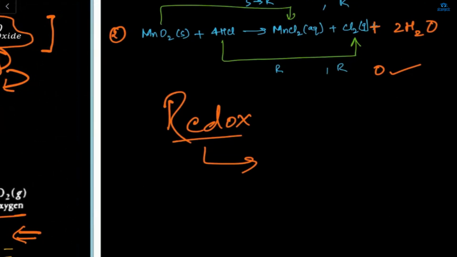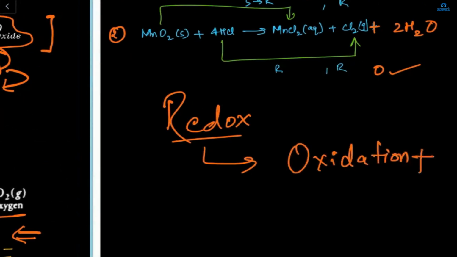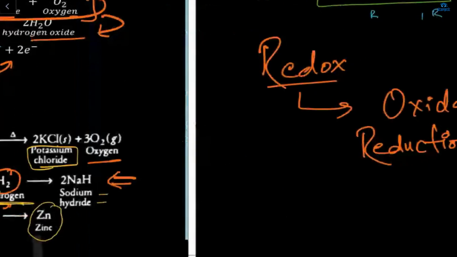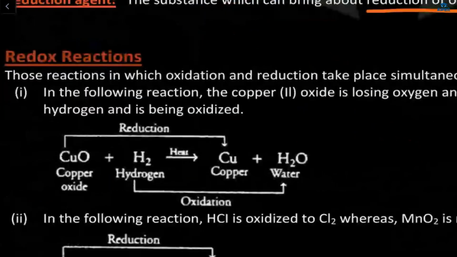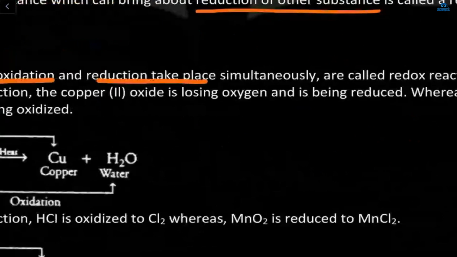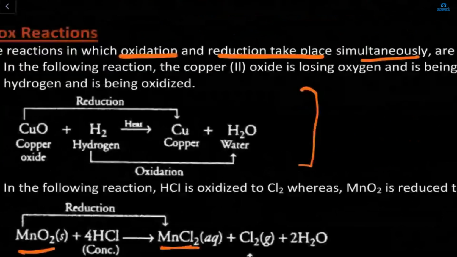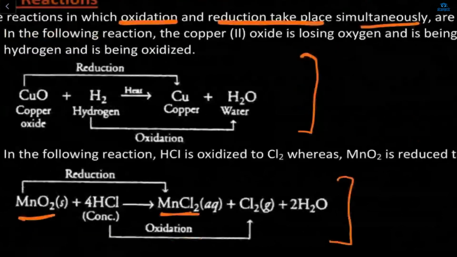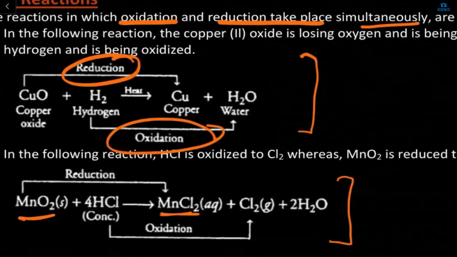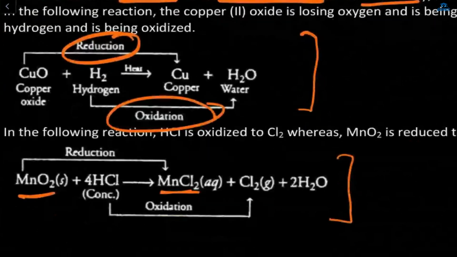A redox reaction is a combination of both oxidation as well as reduction. Oxidation plus reduction. Okay? So those reactions in which oxidation and reduction take place simultaneously are known as redox reactions. Now, for example, in this first one, this is also a redox reaction and this is also a redox reaction. Why? Because here both reduction and oxidation are happening simultaneously. That's why these two are redox reactions. Here also reduction is happening and oxidation also simultaneously. So this is a redox reaction.